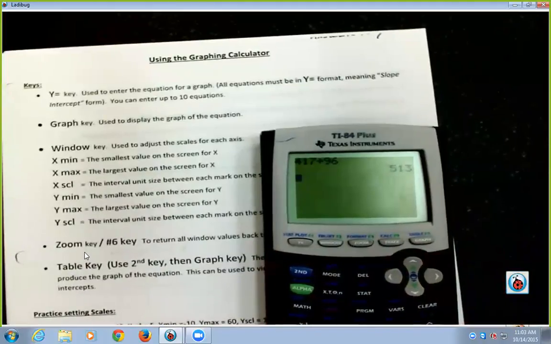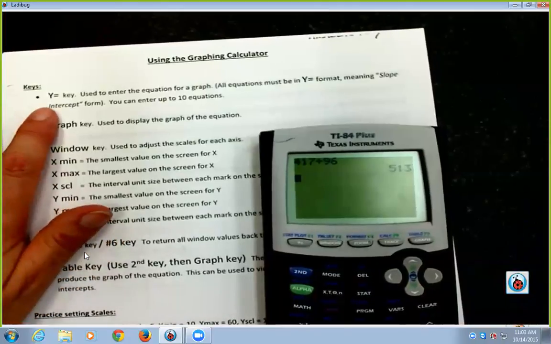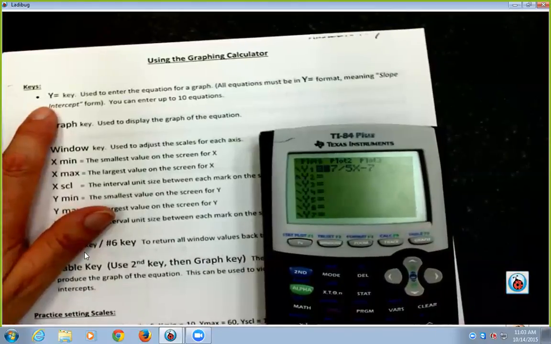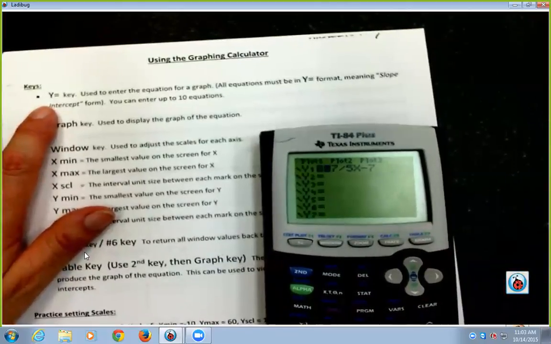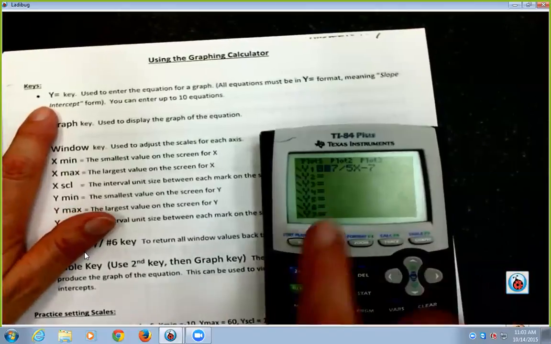So they're the ones that we're going to use to put these lines on, and we're going to use them for the different pieces. If you hit your y equals key, which is right here, it maybe has stuff in it, maybe it doesn't. If you've used it in a different class or in high school, or you borrowed it from somebody, that person might have worked with lines in there. So you have different things in here.